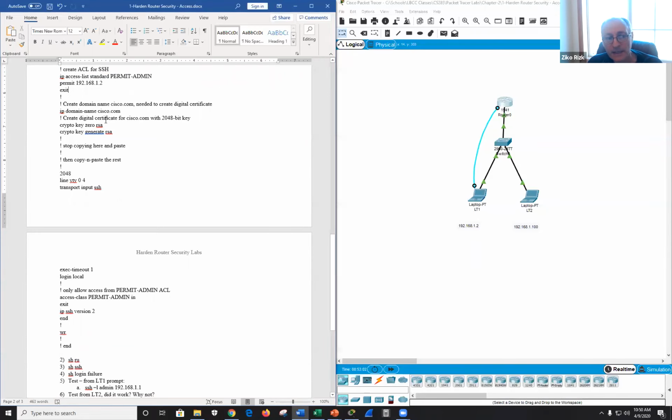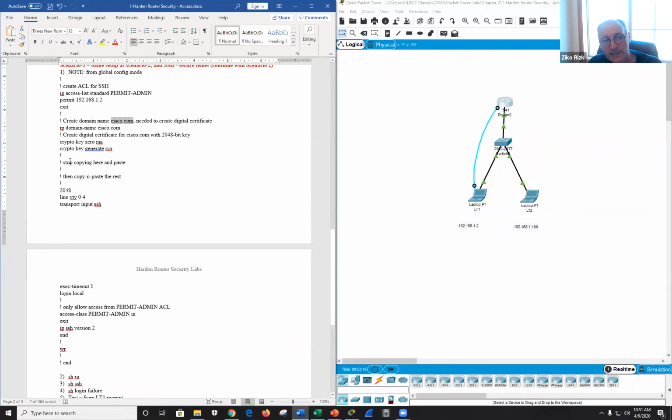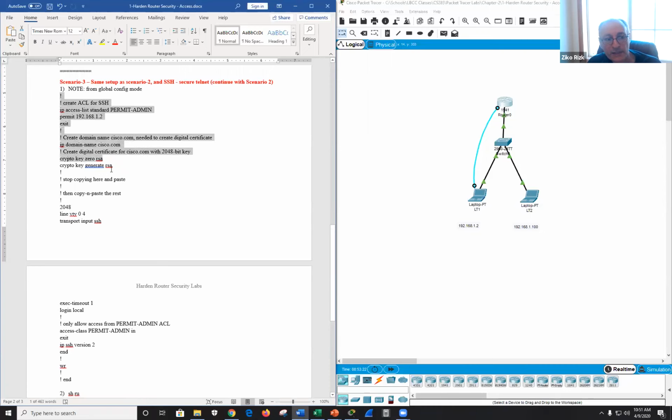And for that PKI, I need to create a domain name, and I'm using cisco.com, and I'm creating that private public key. And it's going to ask me, how long do you want this key to be? And this is why we have to do this in two steps. So I'm going to do step one, and then step two is to reply to the answer and finish. So I'm going to use a 2048-bit key, and the longer the key, the more secure this private public key is.